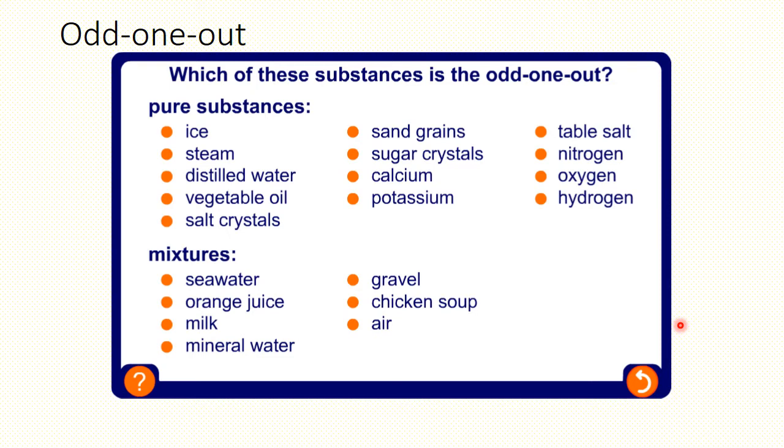3 of these substances are pure, one is a mixture. So which one? Hopefully here you of course identified air, because it's a mixture of all of them. So here is a good list of a number of different pure substances and a number of different mixtures for us to consider.